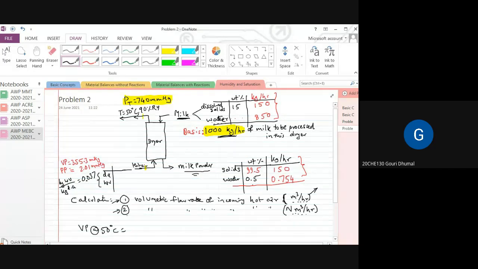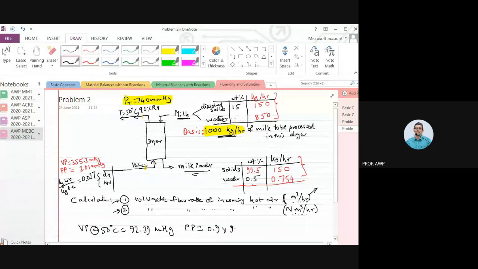92.39 mmHg. Now it is 90% relative humidity, so the partial pressure must be 0.9 times 92.39. This would be 83.151. Okay. Thank you, Gauri. 83.151 mmHg.